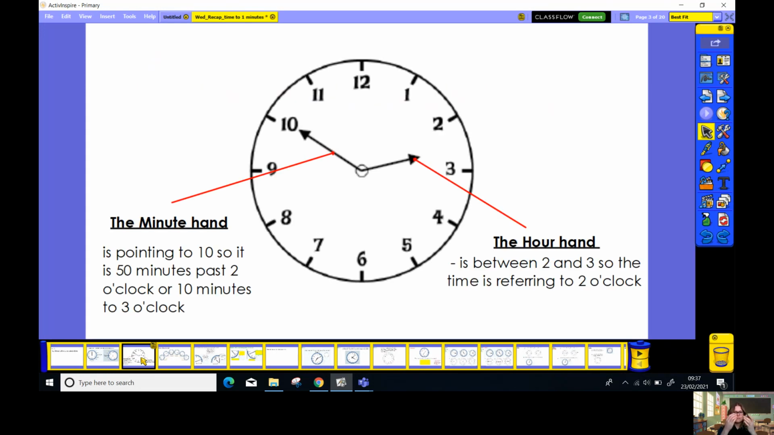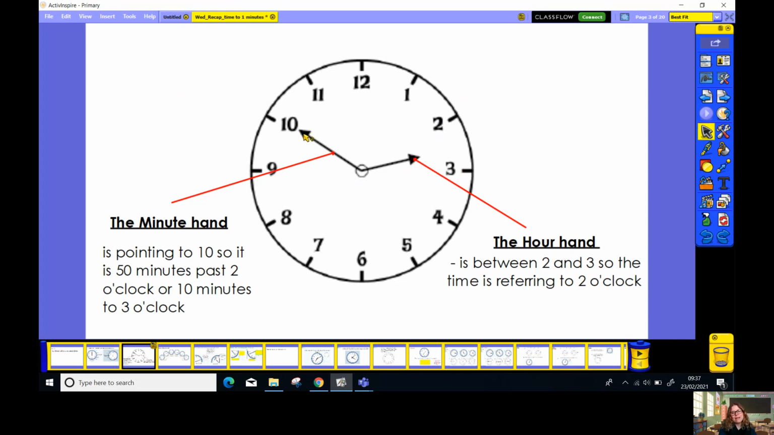Well done. Now, yesterday, if you remember, we looked at a clock like this and we looked at the hands. We remembered that the shorter hand is called the hour hand and the longer hand is called the minute hand. And the hour hand tells the time, the hour that it has been. So in this instance, the hour hand is pointing between 2 and 3, which means that it has been 2 o'clock, but it is going towards 3 o'clock now.